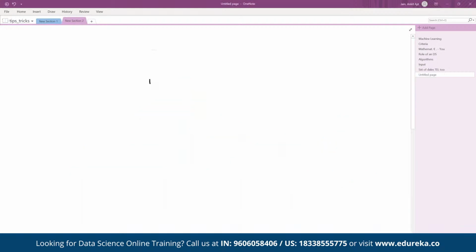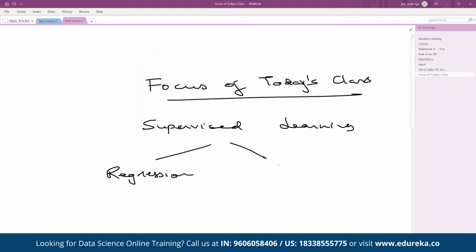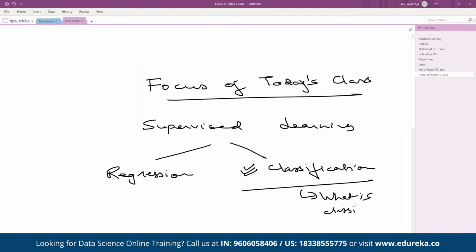Now let's come to today's focus. The focus of today's class is supervised learning. In supervised learning, as I explained, there are two types: regression and classification. Today we will learn about classification. First, let me lay a foundation: what is classification, and how Naive Bayes can be applied to classification. Is it clear? This is what we are here to understand.